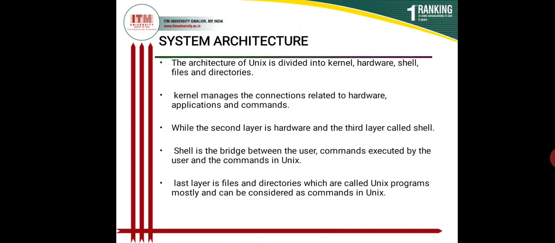So here we have the system architecture. The Unix system architecture is basically divided into some layers, or consists of components, and the components are hardware, kernel, shell, and file structures. Each layer provides its own functionalities.